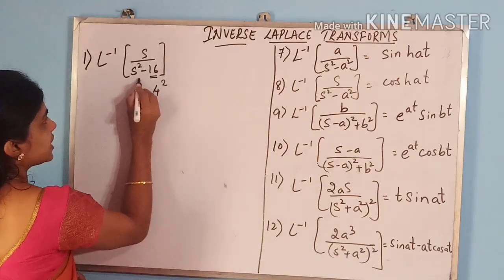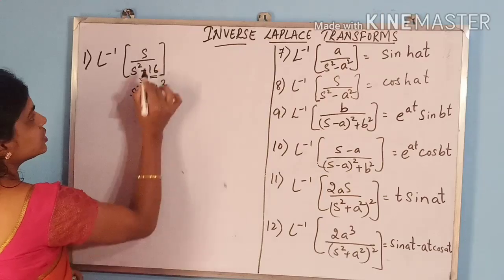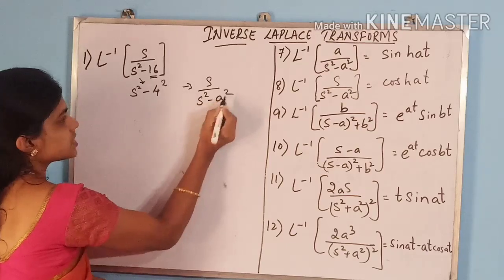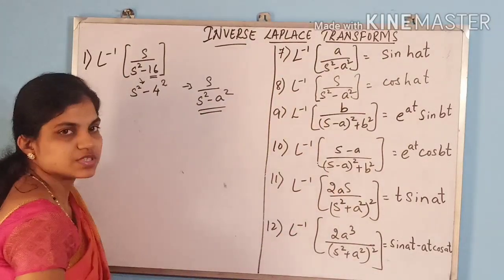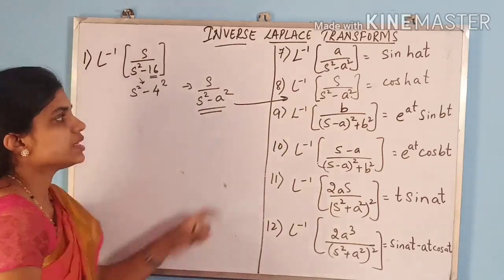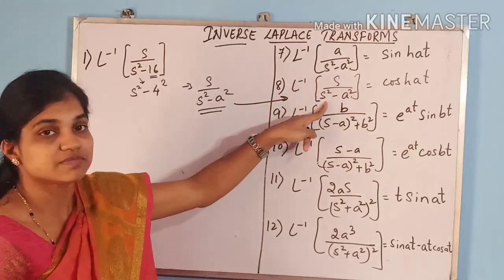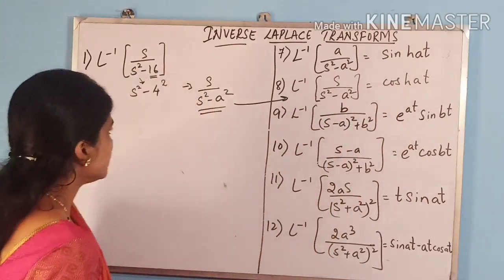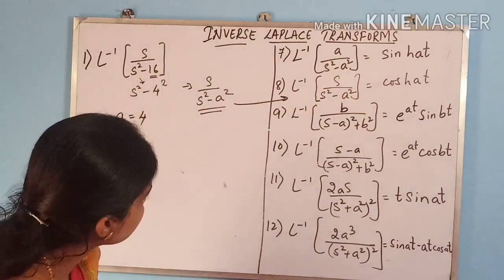So this I can write as s square minus 4 square. Okay, so this is looking as if it is s upon s square minus a square, right? So can we compare this with any of these expressions or formulas here? If you see, it is resembling the 8th formula, that is Laplace inverse of s upon s square minus a square, which is equal to cos hyperbolic at. So what is our a here? A is 4. So this is how you are going to write it.